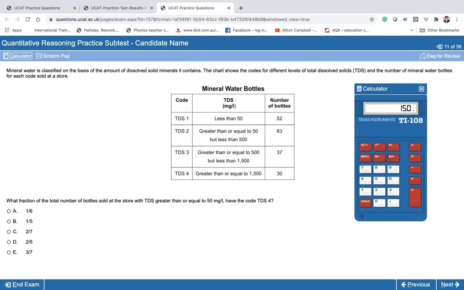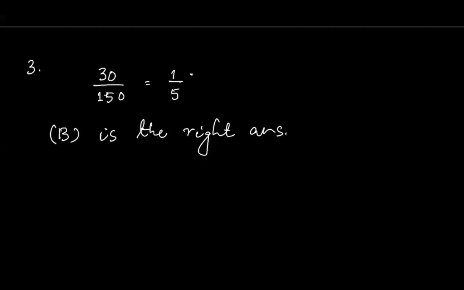If you want to have a look at the solution, all you have to do is just divide 30 by 150. And when you divide both of them by 30, you get 1/5. So option B is the right answer.